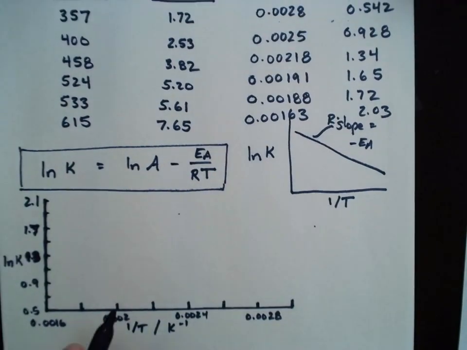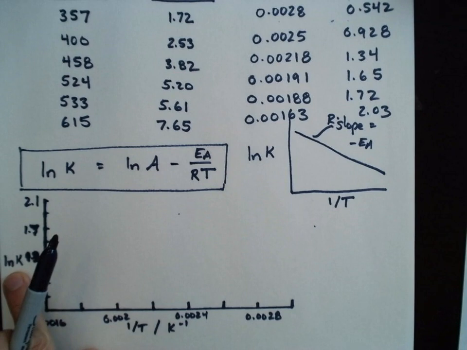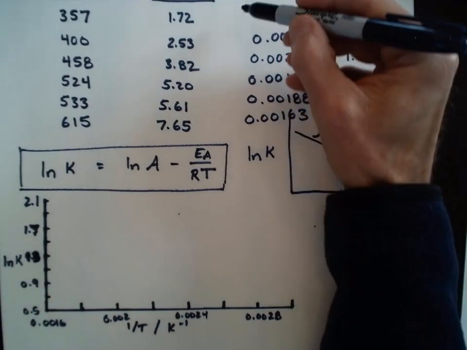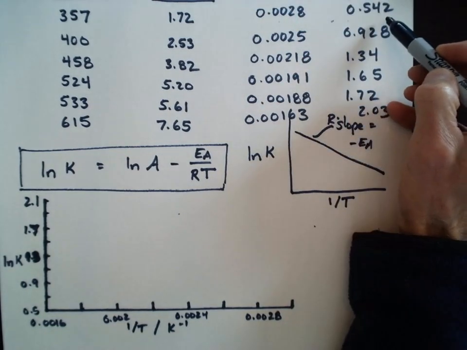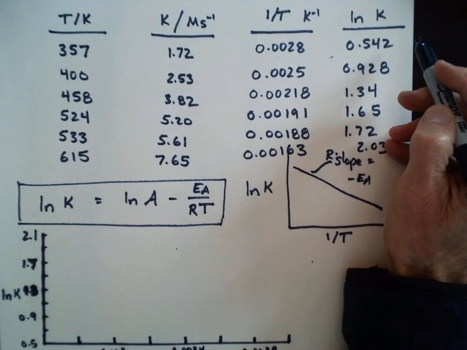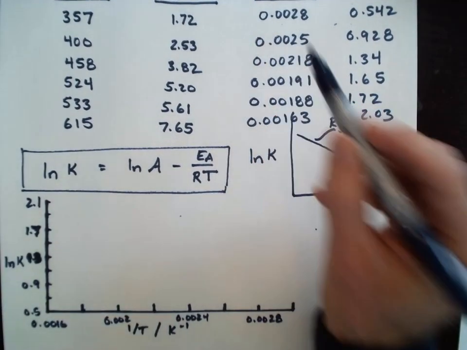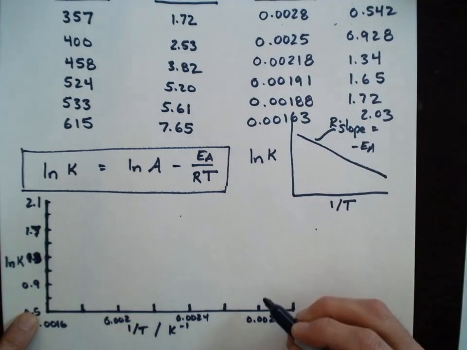All right, I've got my graph set up with the axes labeled: natural log of the rate constant on this axis, 1 divided by the temperature on this axis. These are my 1 over temperatures. These are my natural log of the rate constant. You can just see them there. Okay, so let's take our first point, 1 over T at 0.0028, which is right here, and the corresponding natural log is 0.542.